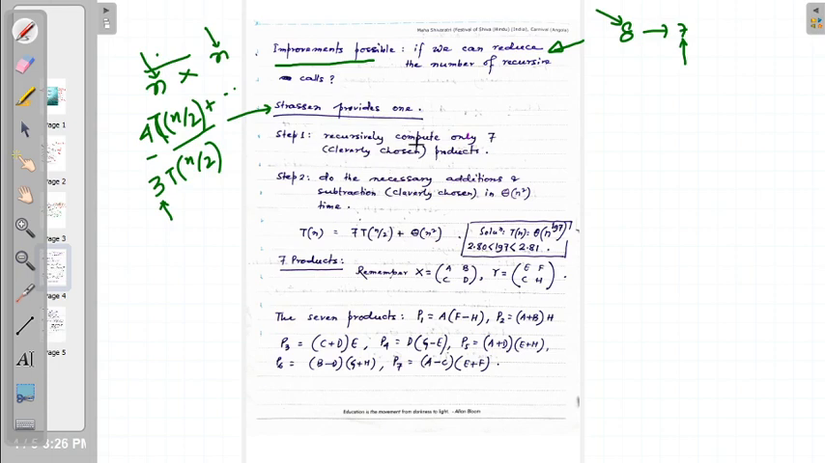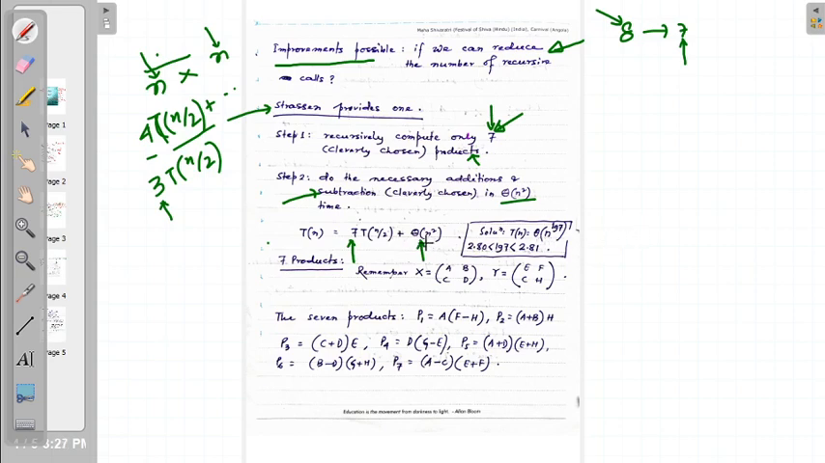Strassen told us to recursively compute only 7 cleverly chosen products. And how did he get that? These 7 cleverly chosen products are almost a mystery. You will see that he had lots of thinking, trial and error, and then finally he reached the solution. We'll see this process. And then do the necessary addition and subtraction in theta n square time. So as I am doing 7 recursive calls, we get 7T(n/2) plus theta n square, as previously.